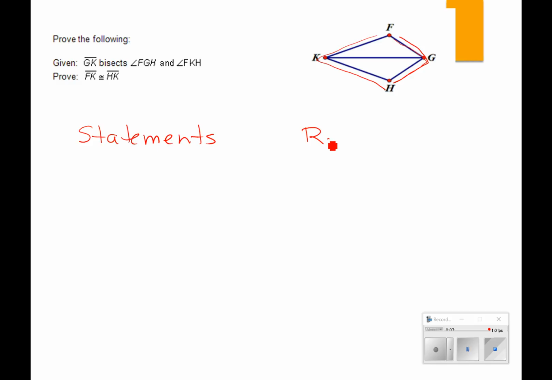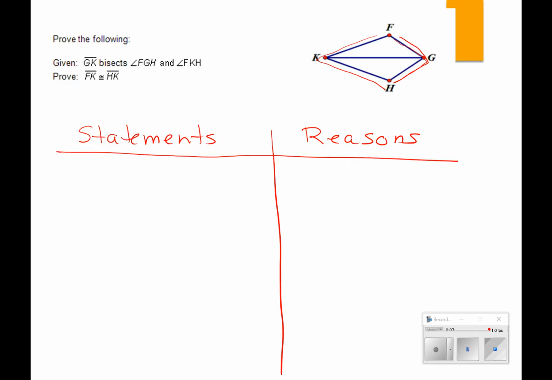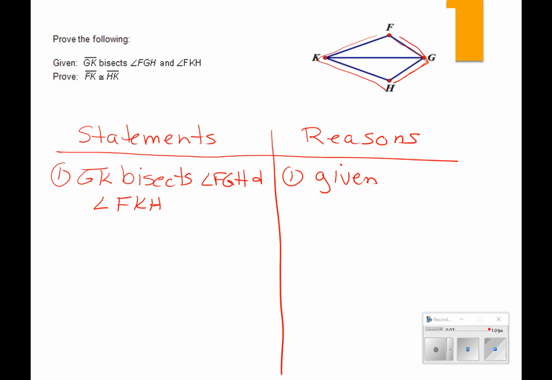We have our reasons. Statements and reasons. The first thing I'm going to state is that GK bisects angles FGH and angle FKH, and we know that's given. So our logical step from there should be saying that whatever it bisects, we have congruent angles. So we can say that that's congruent.